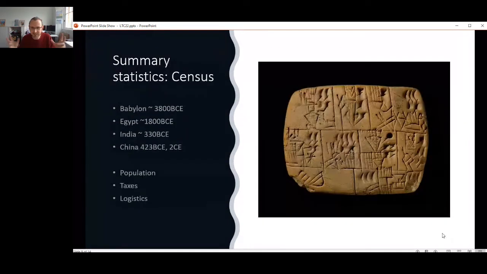The same goes for this idea of statistics being the numbers you need to run a country, to organize the state, to feed your army, to know your tax base.